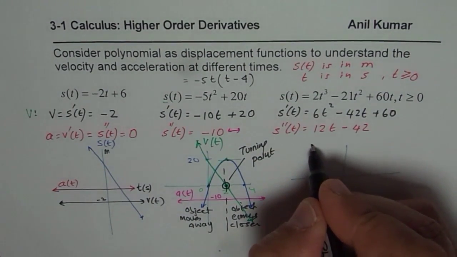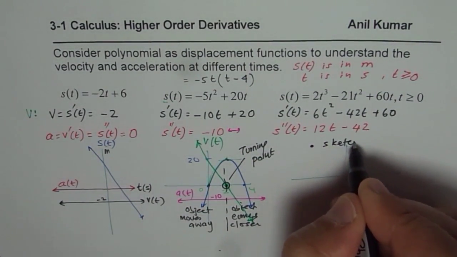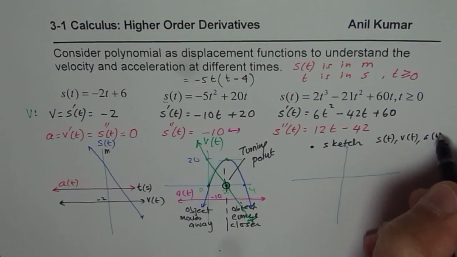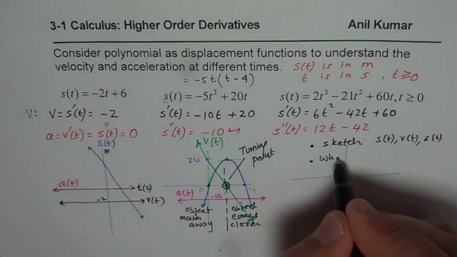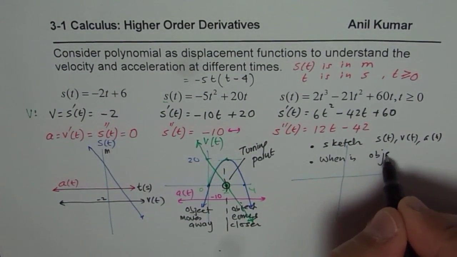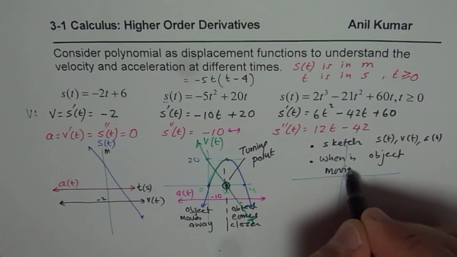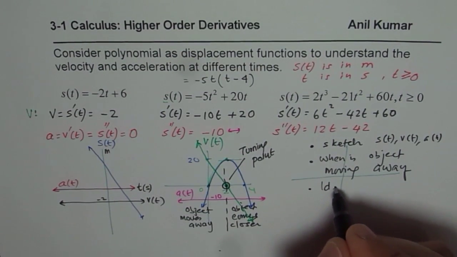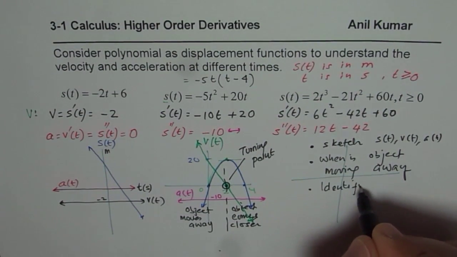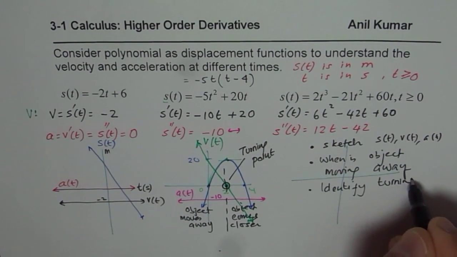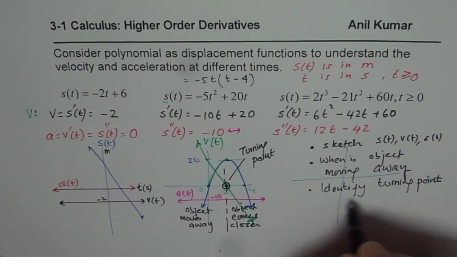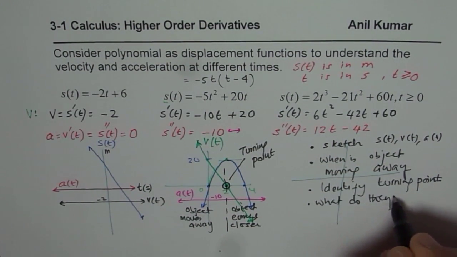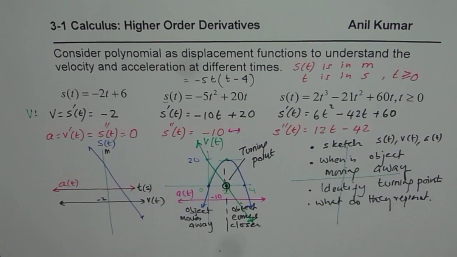So now your exercise is to sketch the graph of S of t, V of t, and A of t. This is one. Second, find when the object is moving away, right? And then identify the turning points. What do they represent? So let that be an exercise for you.